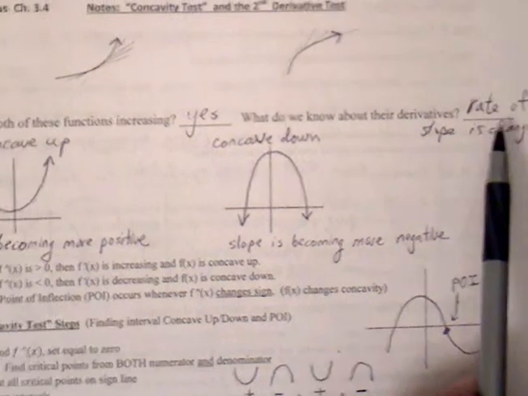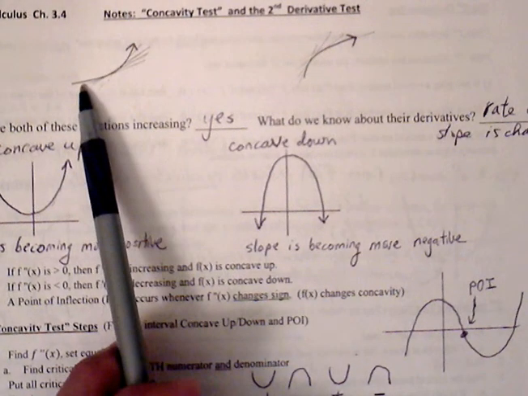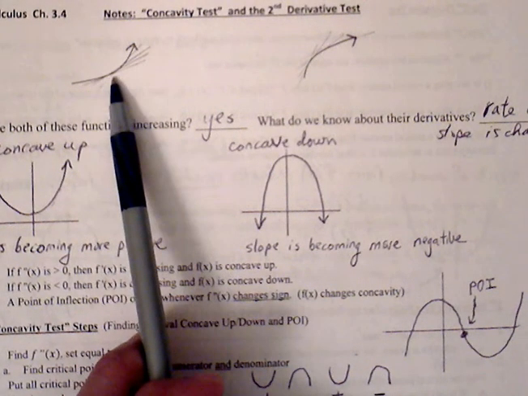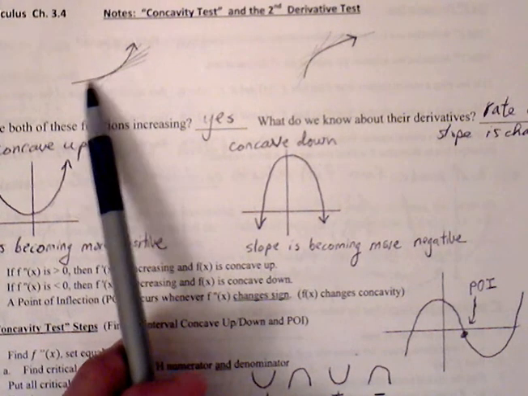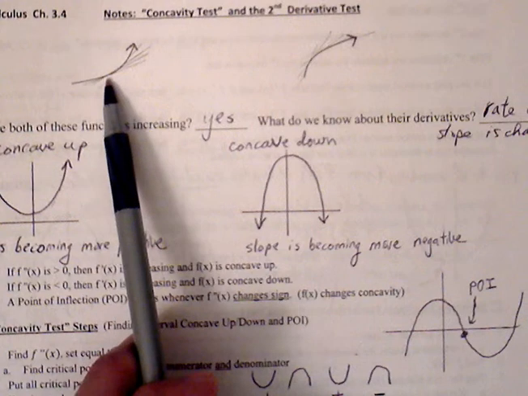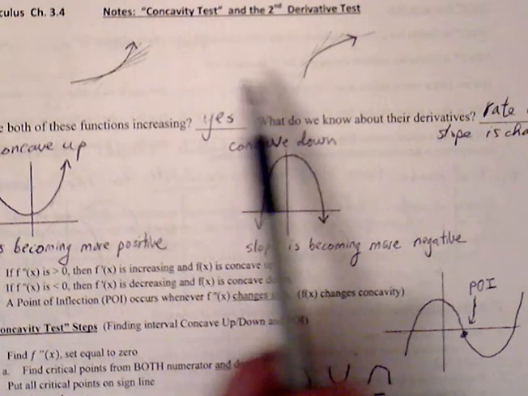So here in this case, if we look at the slope of the tangent line, the slope is becoming more and more positive. It is moving towards the positive direction. Let's say this is a slope of 1/2, 1, 2, 3, 4. So it's moving in the positive direction.